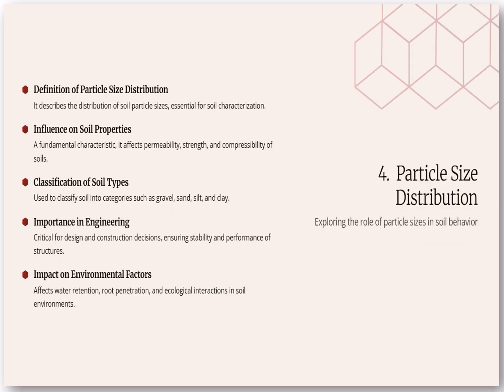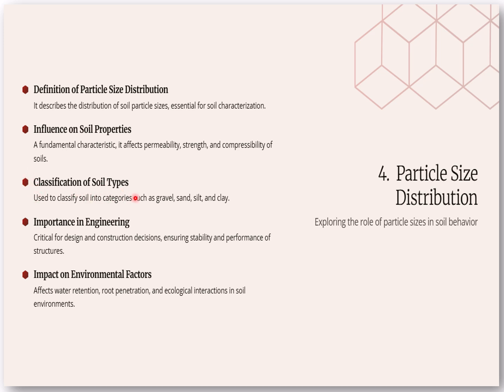Then the next index property is the particle size distribution. It describes the distribution of soil particle sizes, essential for soil characterization. Then how does it influence soil properties? As a fundamental characteristic, it affects the permeability, strength and compressibility of soil. Next, the classification of soil types.